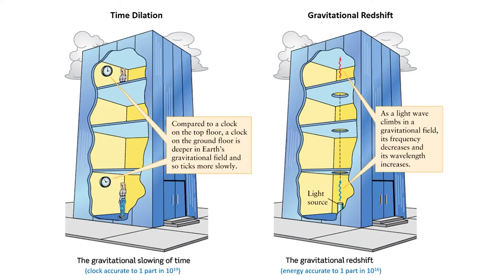Another prediction was the gravitational redshift. We can imagine that a photon has to struggle to escape the energy of the Earth's gravitational field. And this mathematically turns into a redshift. So as a light wave climbs in a gravitational field, its frequency decreases and its wavelength increases, which is a reddening of light. This gravitational redshift, again, on the Earth's surface, is a very, very subtle effect, just one part in a billion billion. It was detected also in the 1960s and now has been seen in space and in astronomy routinely. So these two key predictions of general relativity were confirmed almost half a century ago.